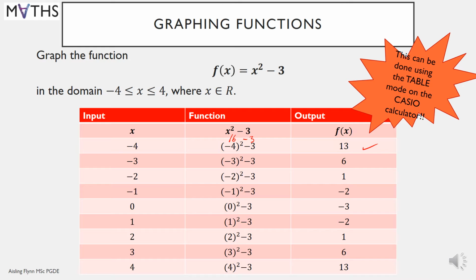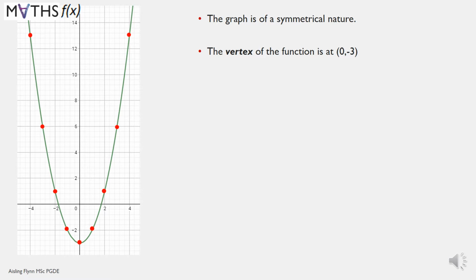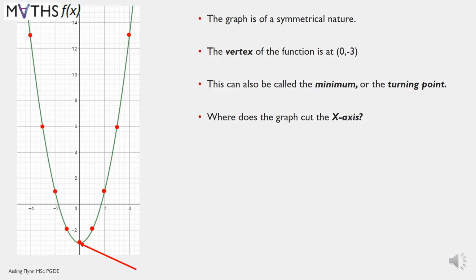Okay, what does that look like? Put it on a graph, well, it looks like this. There's all the points. Okay, so all the outputs were 3 less than the original table. The graph is still symmetrical in nature, but its vertex is at (0, -3). This can also be called the minimum or the turning point.